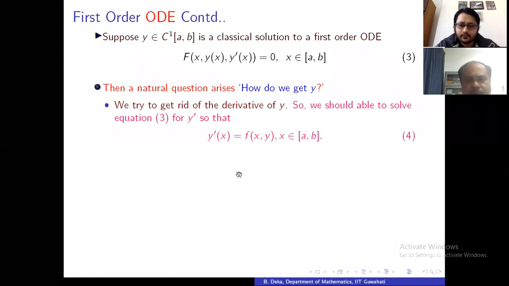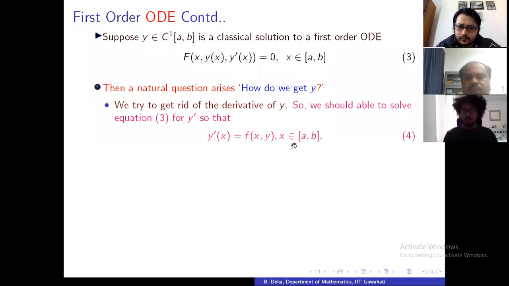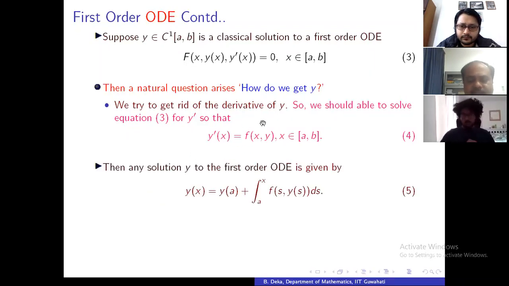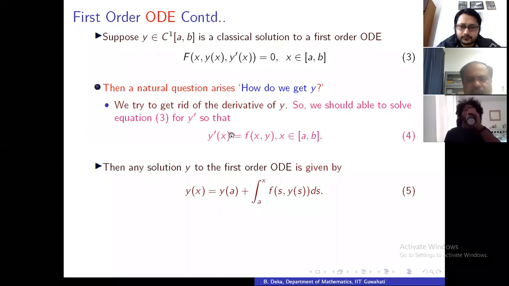So if you are expecting to solve this equation 3, then you are assuming that you can solve it for y'(x), and once you solve, that will give you an equation of the form y' = f(x, y), x belonging to (a, b). Now once you have this y'(x), you can find y simply by integrating in some interval. Here I am integrating the equation from a to x. That gives me an expression for y(x), given by equation 5.